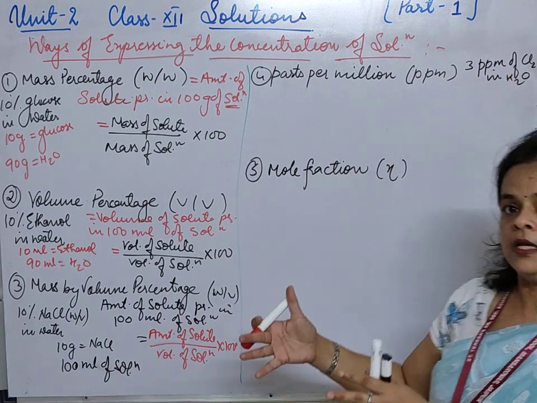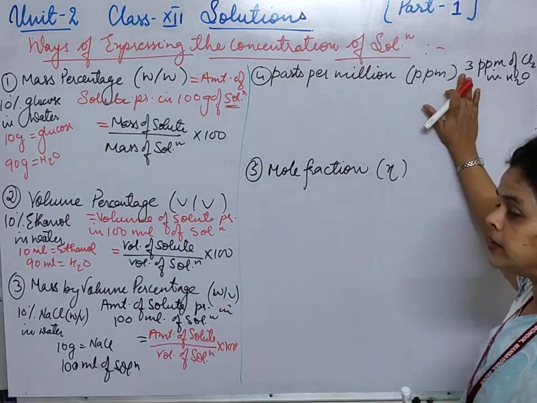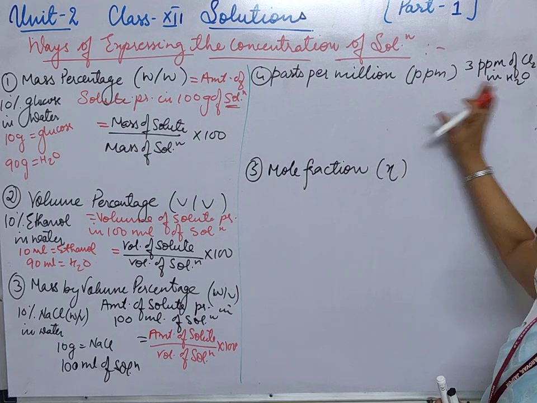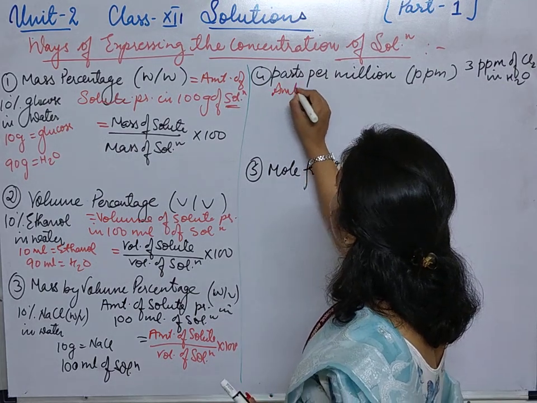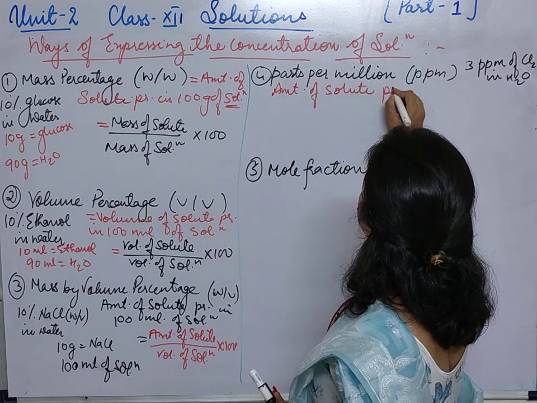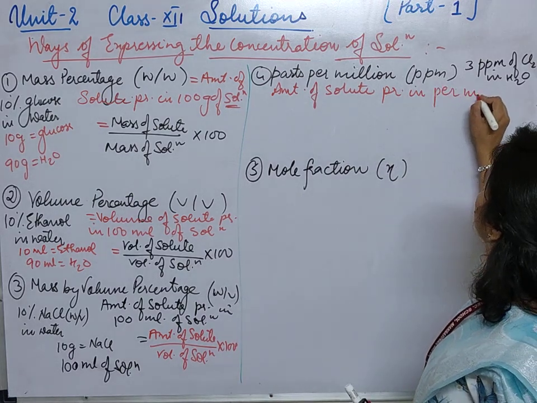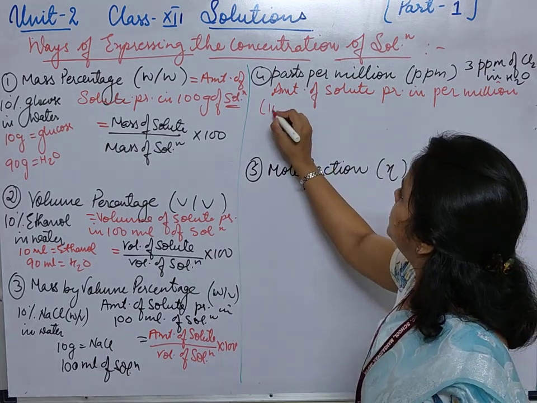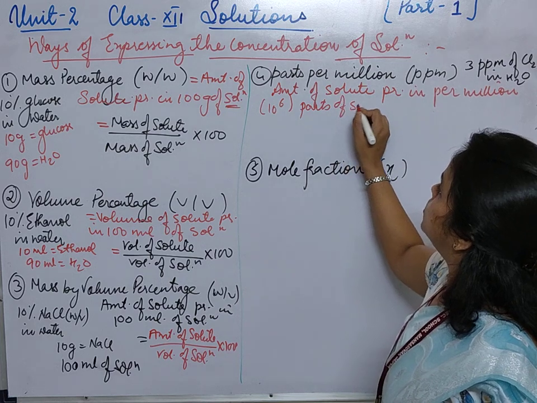मीन्स 1 मिलियन हमारा सोल्यूशन है ग्राम्स में, तो उसके अंदर 3 ग्राम्स हमारा क्या प्रेजेंट है क्लोरीन. Okay, so what we can write here: amount of solute present in per million, that means 10 to the power 6 parts of solution.